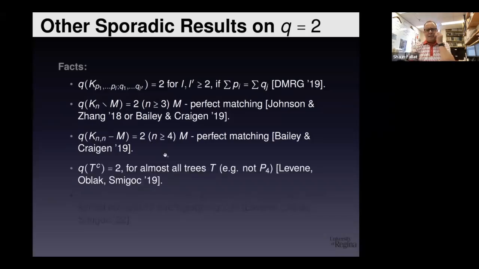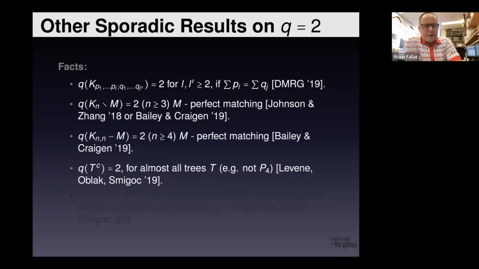There's a paper by Levine, Oblak, and Smigoc in 2019. They looked at the complements of trees, and they showed that if you take the complement of a tree, then Q of those graphs is 2, except for a few exceptional trees, which they characterize.